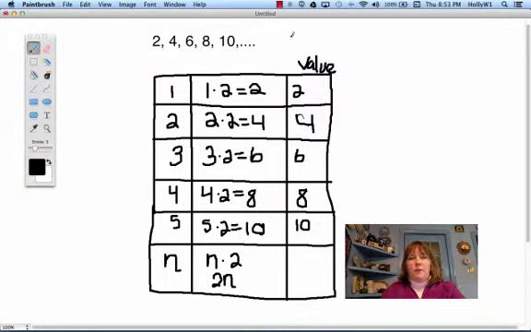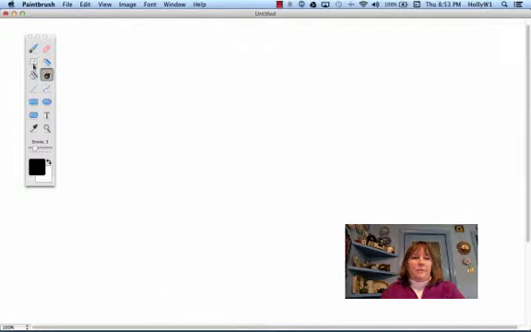So if we wanted to figure out what the 20th term was, we would say 2 times 20 would be 40. If you counted that out, that would be the answer. So that's how you make this table to give you an algebraic expression for the sequence. All right, let's try another one.